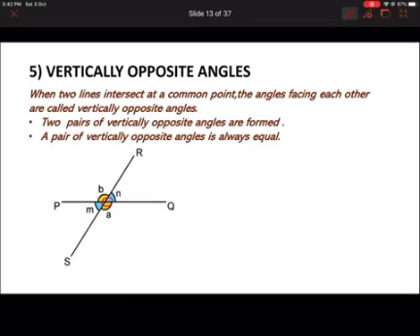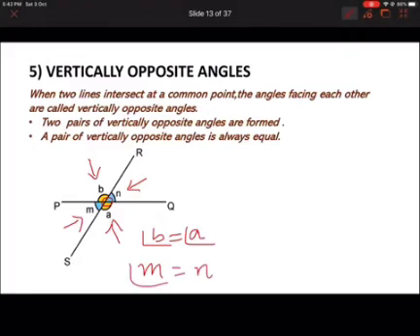So, two pairs of vertically opposite angles are formed. This is angle B and angle A. These two are vertically opposite and they are always equal. Which is the other pair of vertically opposite angles? It is this angle N, angle M, and again they are equal.